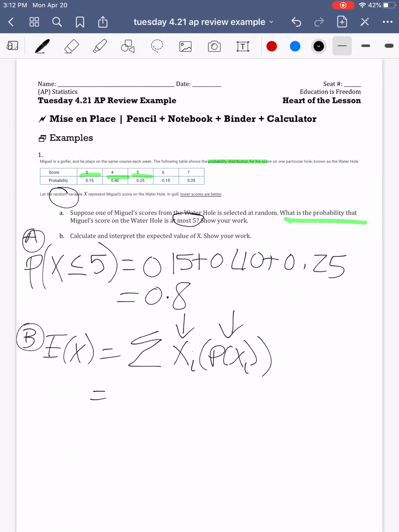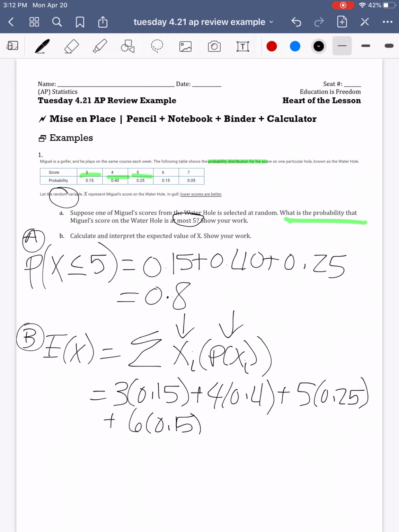So for example, the first x value is 3 times its corresponding probability, 0.15, plus 4 times 0.4, plus 5 times 0.25, plus 6 times 0.15, plus 7 times 0.05. And then that will give us our expected value here. So after we calculate this, we also need to interpret the expected value. And this is something that's really challenging for a lot of people because most of us are able to do the calculation, but what does that exactly mean? So let's go ahead and just finish this calculation.